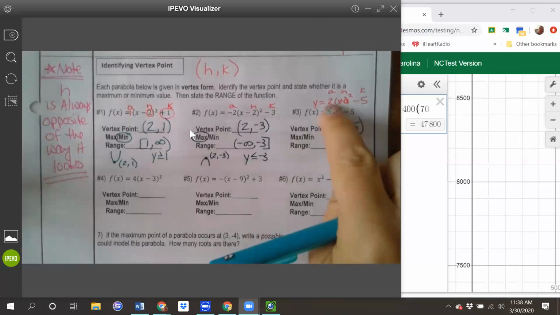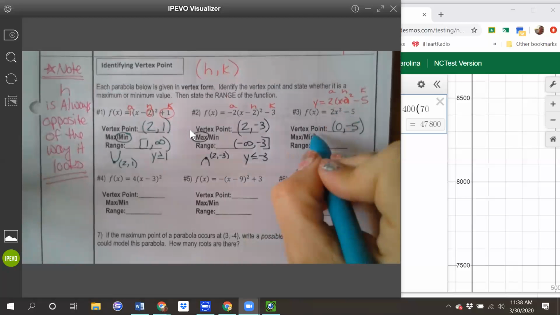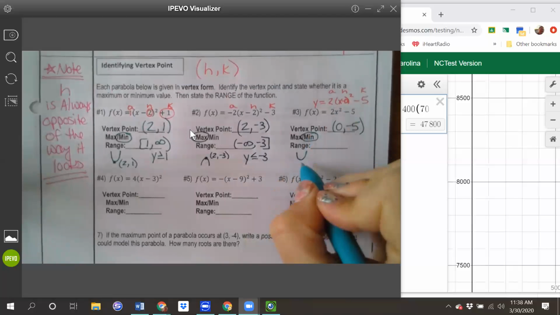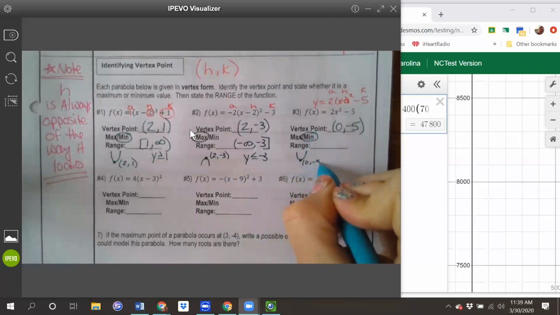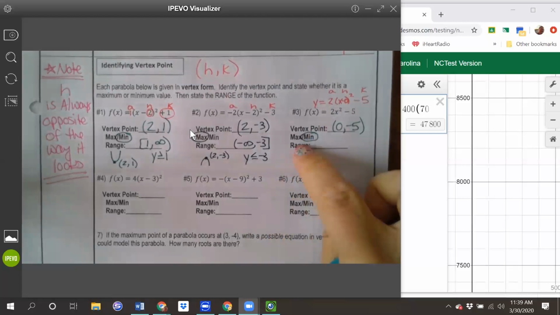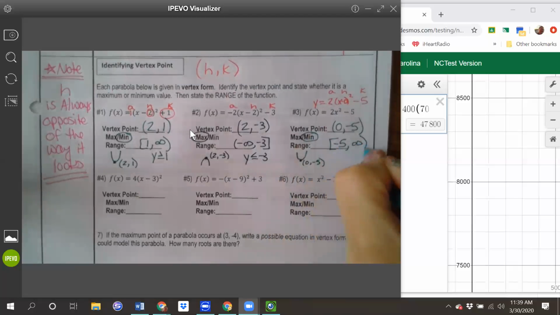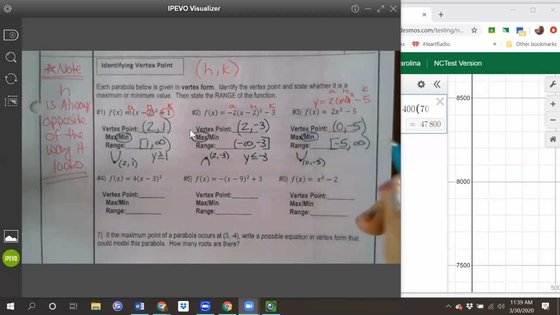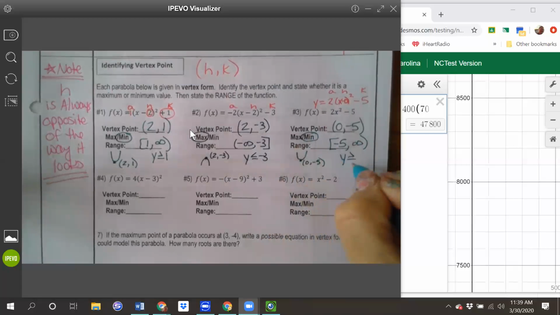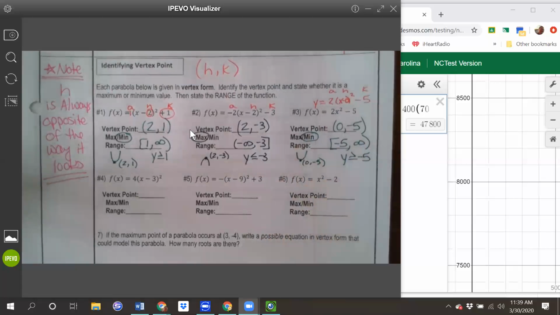A positive A means a smile means a minimum. So our graph is going to look a little something like that. The range, the smallest y value is negative 5, and then a smile is going to go up forever. So y values have to be greater or equal to negative 5.